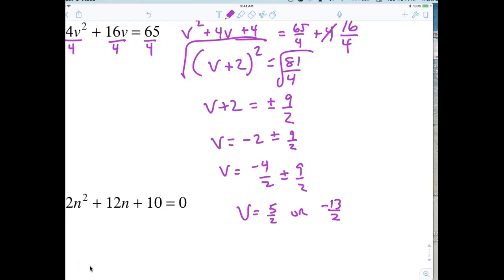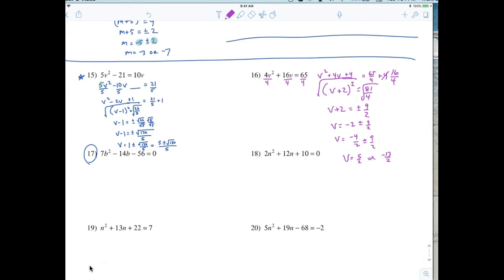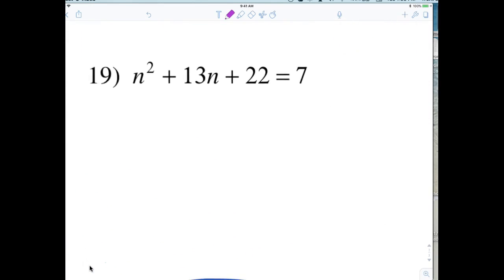All right. So again, it's not that bad. Again, the leading coefficient, if it's not a 1, you have to make it a 1 by dividing everything through. Is everybody good on that? All right. Now, I'm going to show you question 19. Everybody take a look at 19.